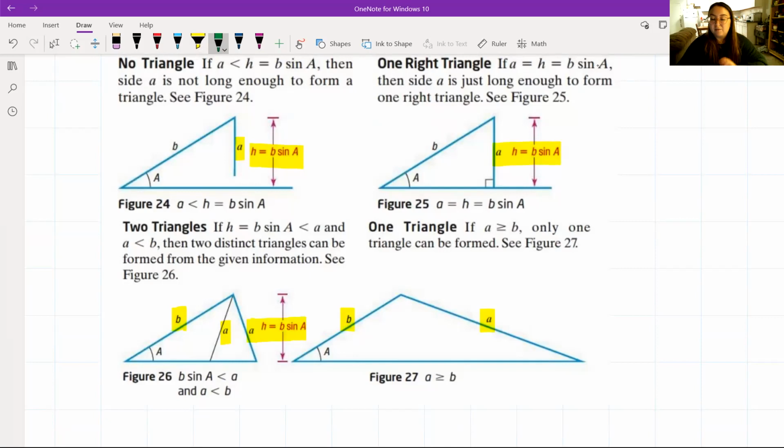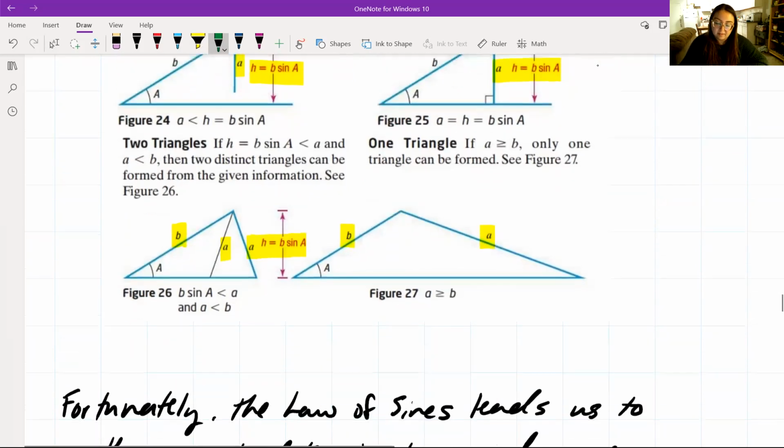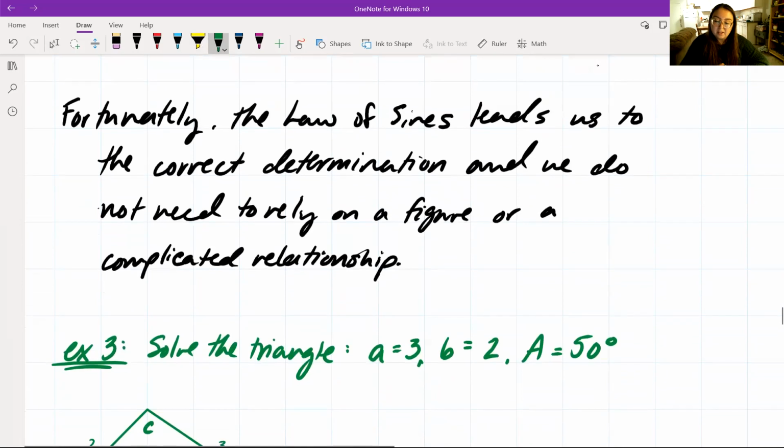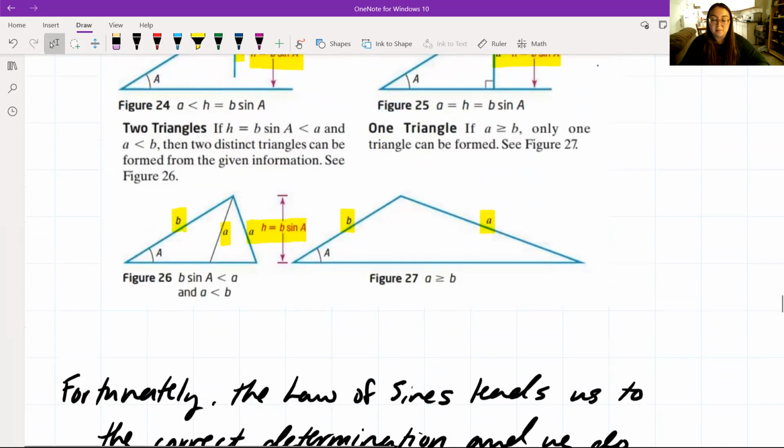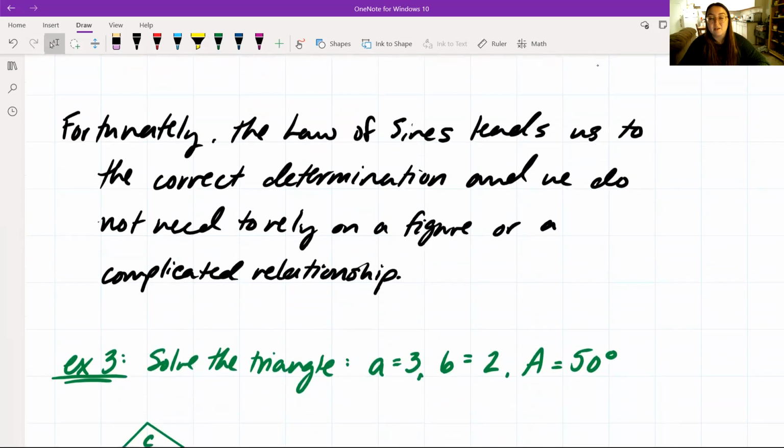All right, so a bit confusing there. It's really just going to take practice in recognizing what you have in problems, what you do not have, in order to really tell the difference here. Fortunately, the law of sines leads us to the correct determination, and we do not need to rely on a figure or a complicated relationship. So we don't have to rely on pictures like this to determine the answer. If we just start using the law of sines, it will lead us to the correct determination.